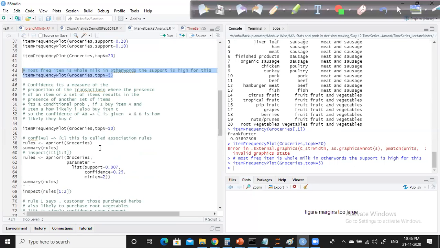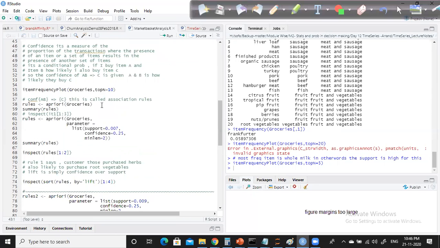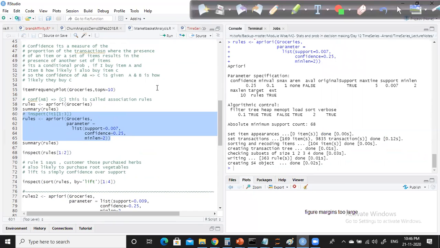And the next one is, I'm going to use apriori now. The apriori function or method is the one that implements the association rule. It helps us find out the items that were purchased together more frequently.